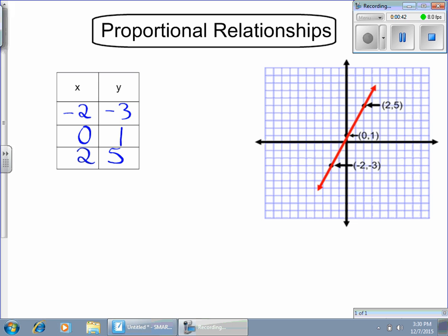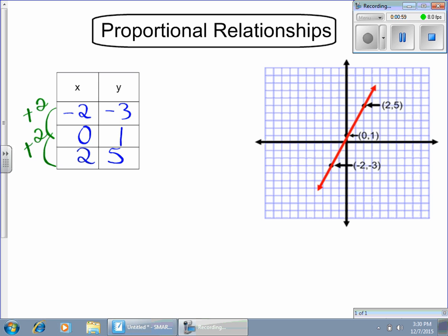Now let's take a look at the change in x and the change in y. So from -2 to 0, I add 2. From 0 to 2, I add 2. So it looks like the change in x is going up by 2's.